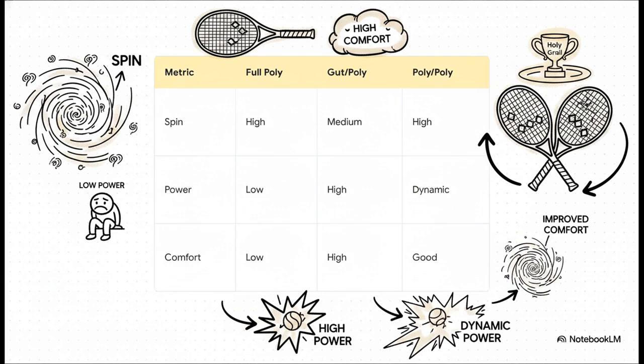But then we have the absolute sweet spot, the poly-poly hybrid. By mixing a shaped, aggressive polyester on the main strings with a smoother, softer polyester on the cross strings, players are basically finding the holy grail of setups. You get elite spin potential, dynamic power delivery, and way improved comfort. It is literally hybrid equipment specifically engineered to enhance the performance of the hybrid athlete.